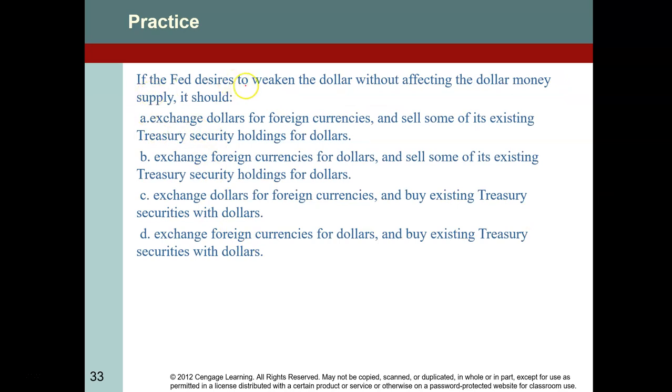If the Fed desires to weaken the dollar without affecting the dollar money supply, it should use non-sterilized intervention. Okay, we want to weaken the dollar, so we want to reduce its demand or increase its supply. I'll give you 30 seconds again so you can read all 4 options and think about what is the right answer before we go to the next slide.